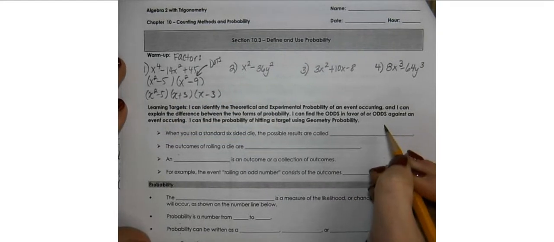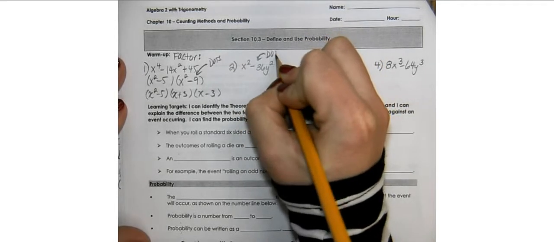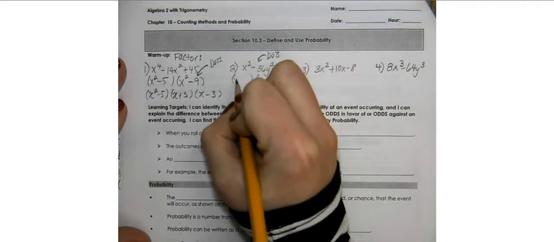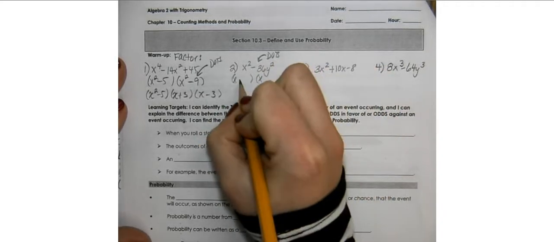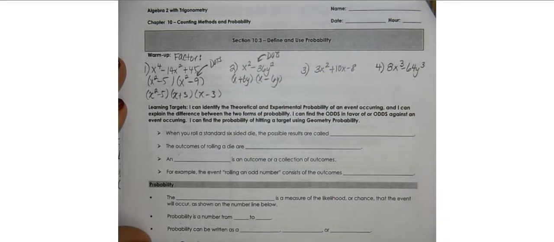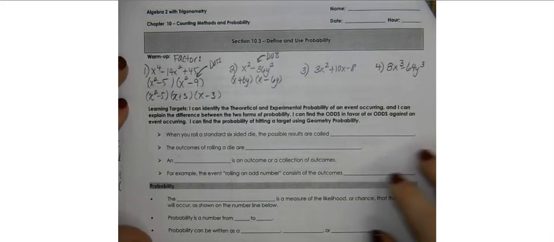Next, we have x squared minus 36y squared. This is a difference of two squares as well, so I'm going to split that apart into two parentheses. Taking the square root of each term, I have an x and an x, a plus and a minus. And for 36y squared, I'm going to take the square root of it, and we end up with 6y for each. So x plus 6y, x minus 6y.